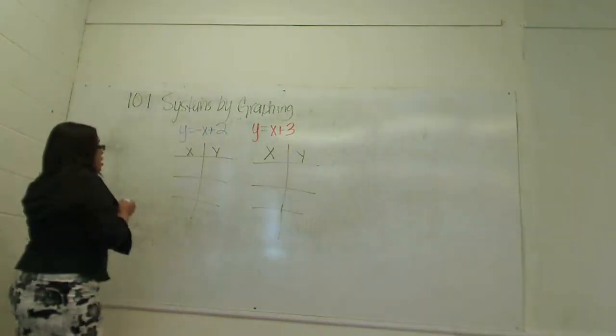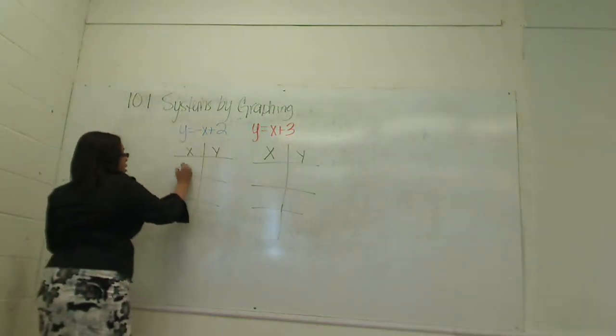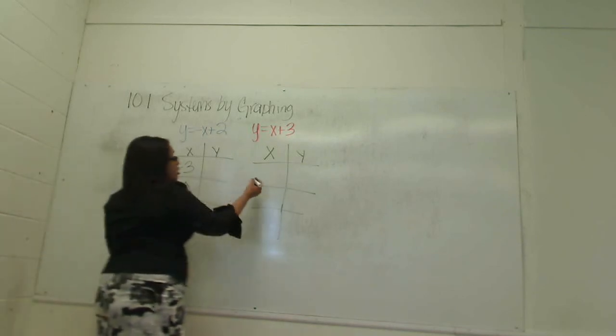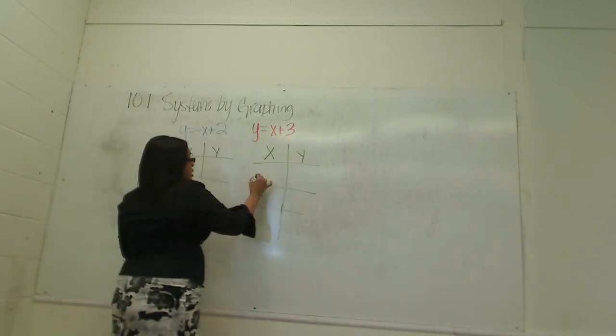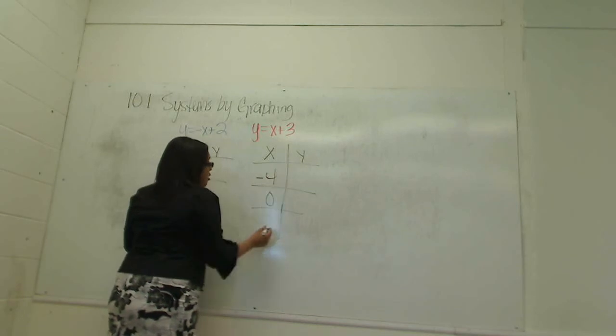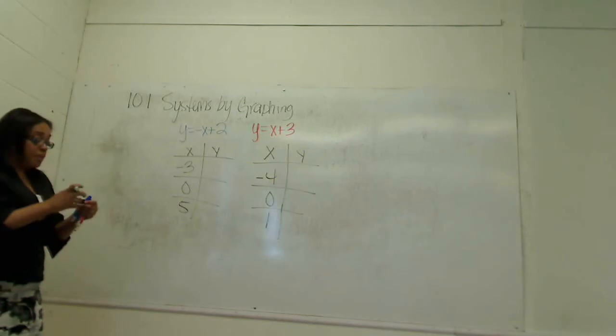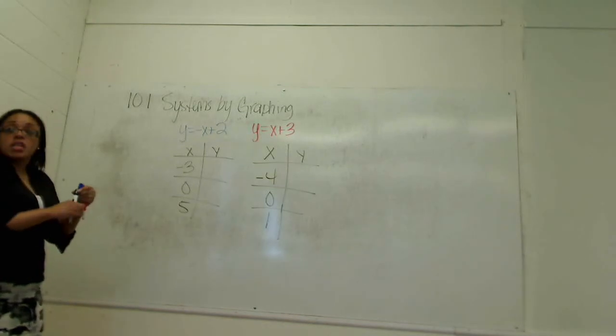Now, pick your three random values. I'm going to go with -3, 0, and 5. Here I'm going to go with maybe -4, 0, and 1. I always like to pick 0 because what 0 does is it always gives you the y-intercept.